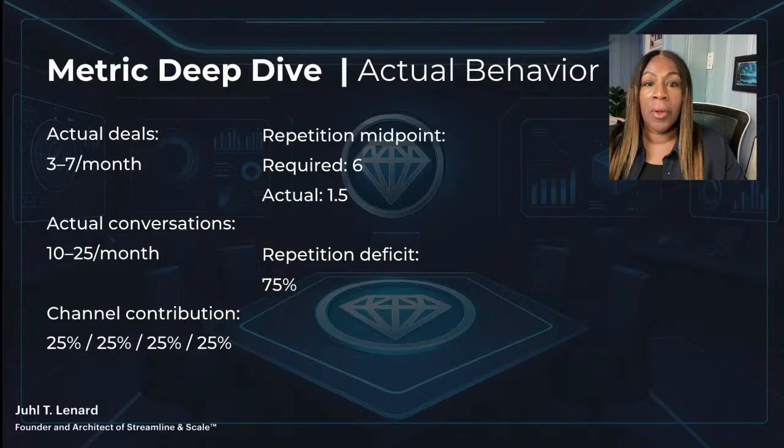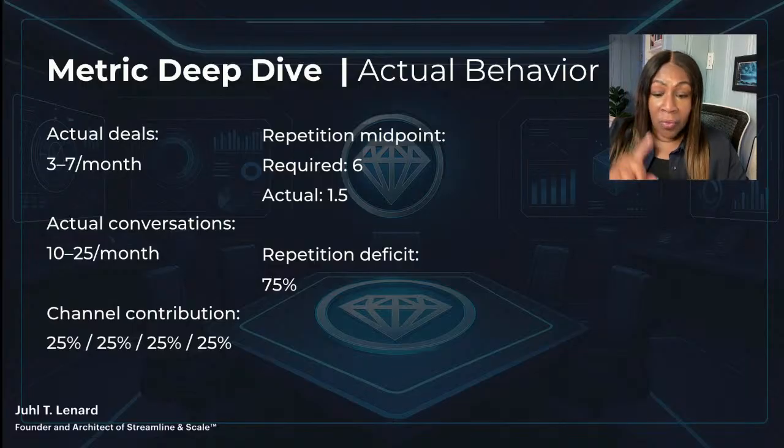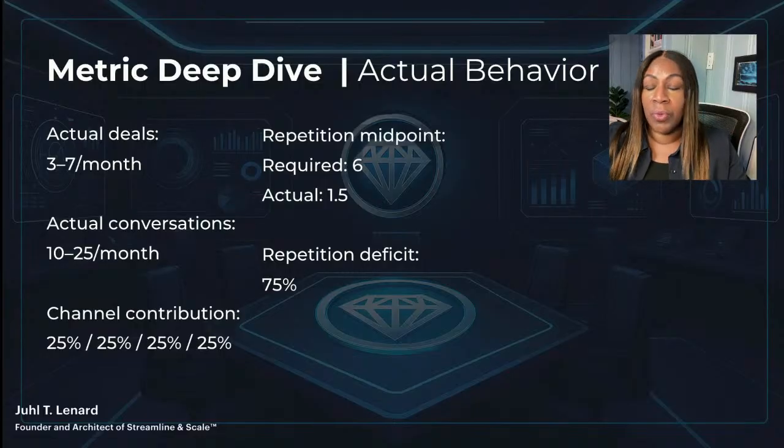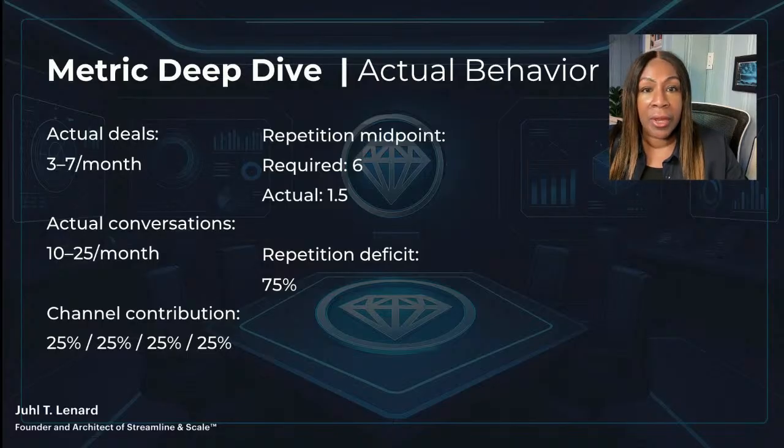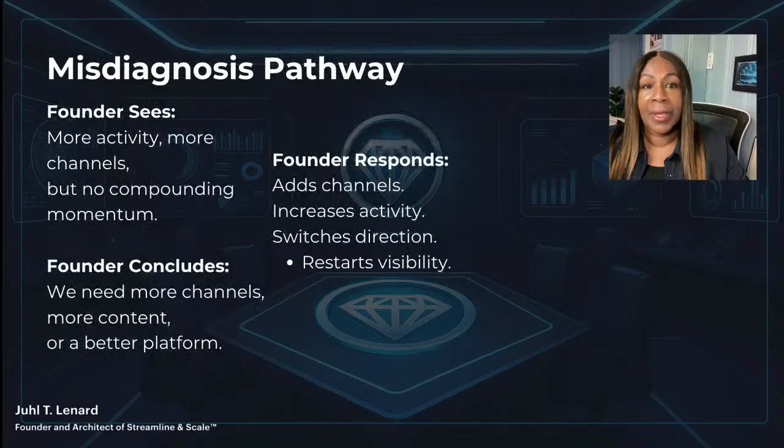So the repetition midpoint, we need 6, 6 points where we are touching and we're repeating and we're able to establish our actual content on that platform. And we're actually at 1.5 each, right? So we have a deficit of 75% of repetition that we want to see on a single platform. Okay, so how do we get here?